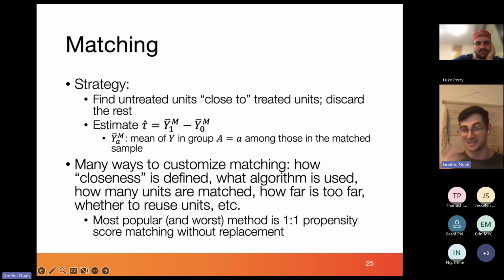There are many ways to customize matching. For example, how closeness or similarity is defined, what algorithm is used to match, how many units are matched, how far is considered too far to be allowed to match, whether we're allowed to reuse units and match them to more than one. The most popular, but also worst method is called one-to-one propensity score matching without replacement.